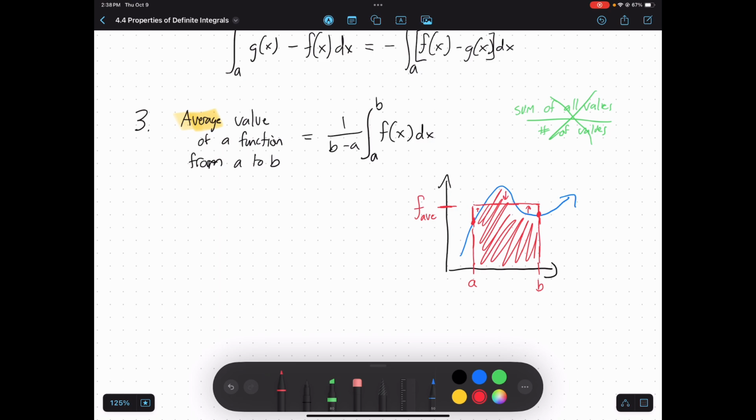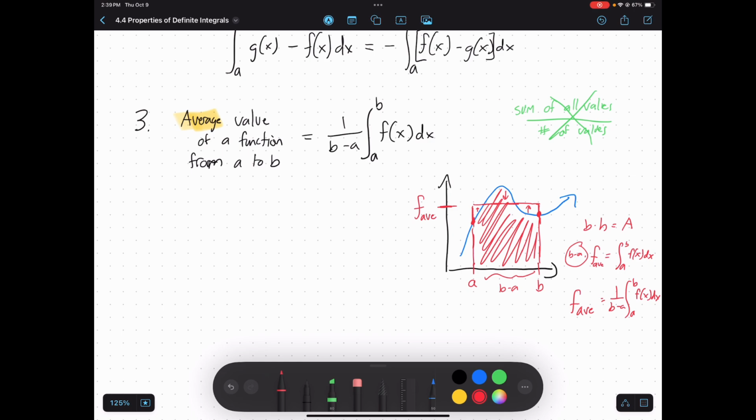And therefore, because this area of the rectangle matches the area under the curve, I can figure out that y value just using my area formula for a rectangle. Base times height equals my area. What's my area? My area is the definite integral. The height is that average value. And the base is just this distance, which is just b minus a. That's where this formula comes from. The average value is just 1 over b minus a, because that's dividing this piece, multiplied by your integral.